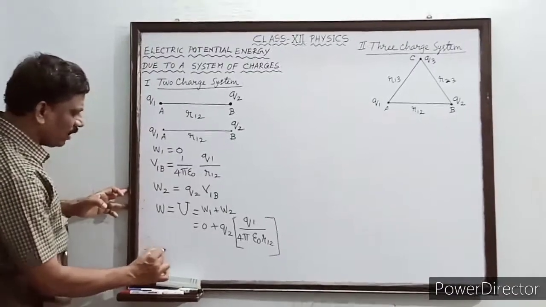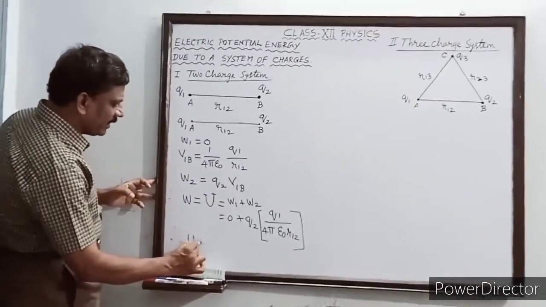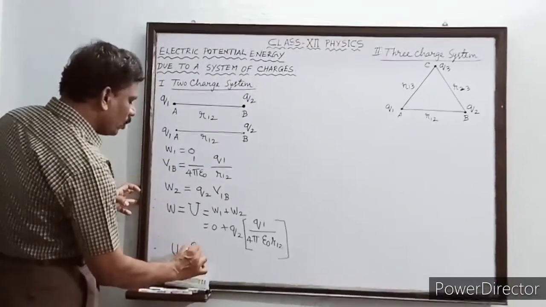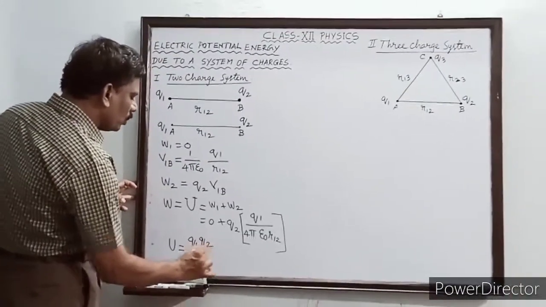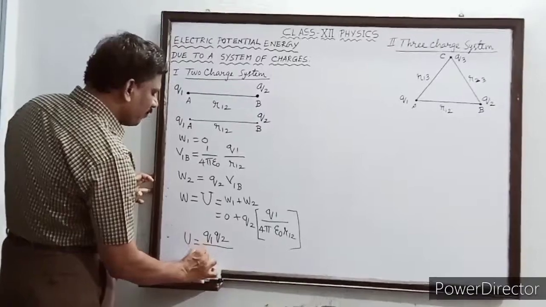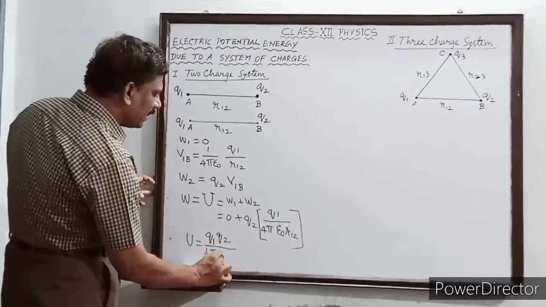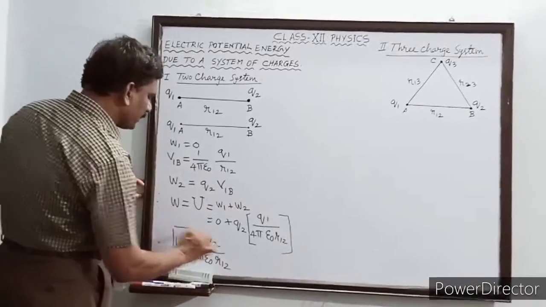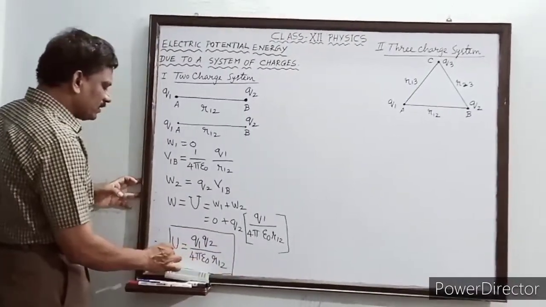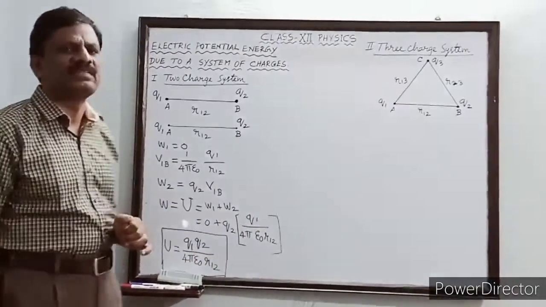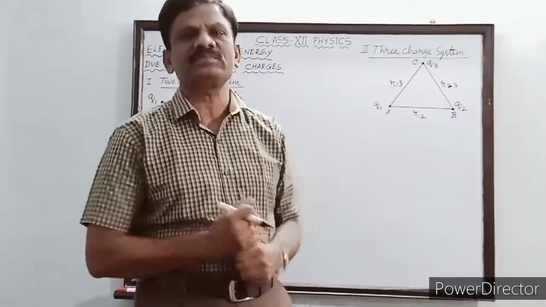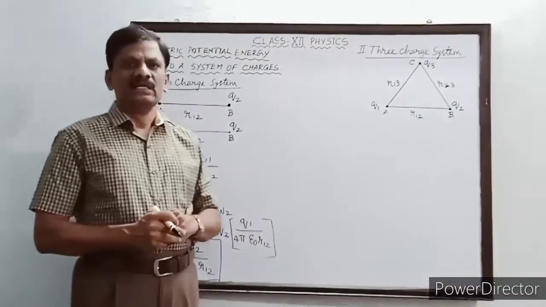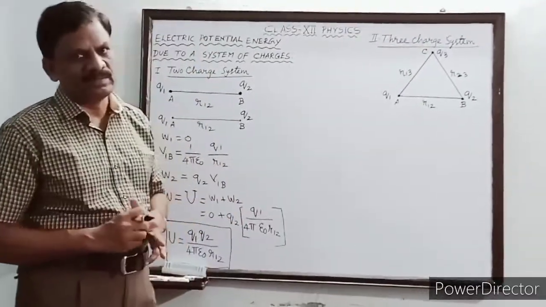Therefore, the electrostatic potential energy of the two charge system is equal to Q1 into Q2 divided by 4 pi epsilon naught into R12. So this is the expression for the electrostatic potential energy of the two charge system. Have you understood? This will be useful in solving numerical problems.